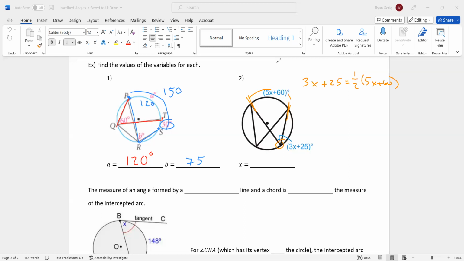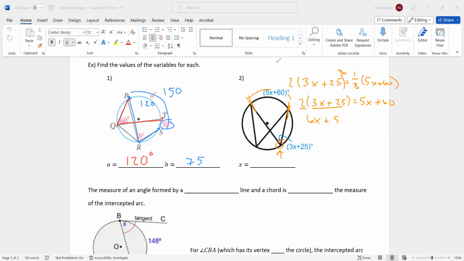Now, I don't like to deal with fractions, so I'm going to get rid of it. I'm going to multiply both sides by 2. And that actually gives you the other way you could have done this. The other way people look at it is if I double the angle, I get the arc. It's a little easier way to look at it maybe for some of you. If I double this angle, I get the arc. So double the angle gives you the arc. Okay, either one of those equations would work.